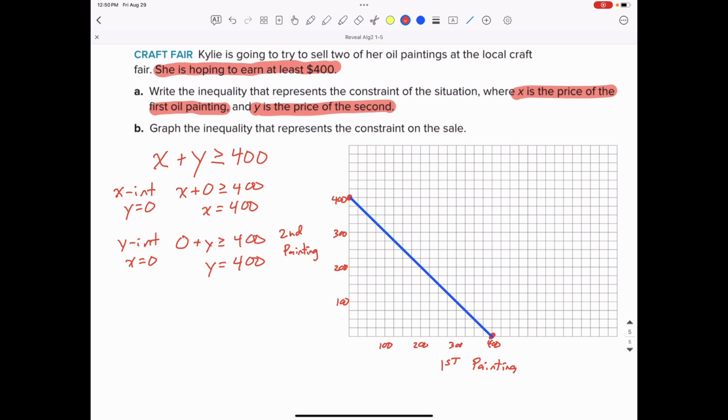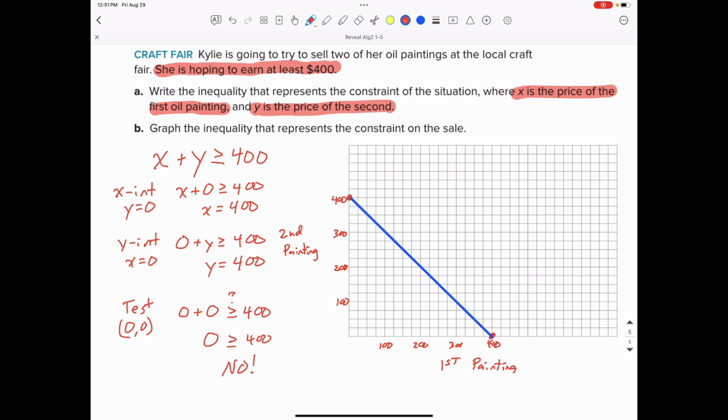Now we've got to figure out which side to shade. So now I'm going to use test point 0, 0. That means I'm plugging 0 in for both x and y and seeing if it's a true sentence. So from the original problem, I'm testing, is 0 plus 0 greater than or equal to 400? And that's a big no, because 0 plus 0 is 0, and that is definitely not bigger than 400.